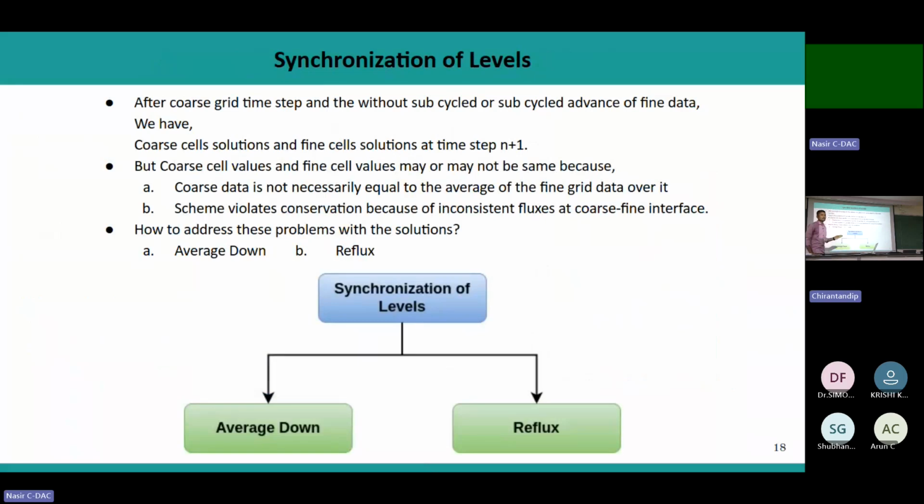Now my integration part is over. Now the next part is synchronization of levels. There are two steps required: one is the average down, and another is the reflux. If we are using the finite volume method, then we need the reflux. But for the finite difference method, we don't need to use the reflux. We need to take care of that according to the type of integration.